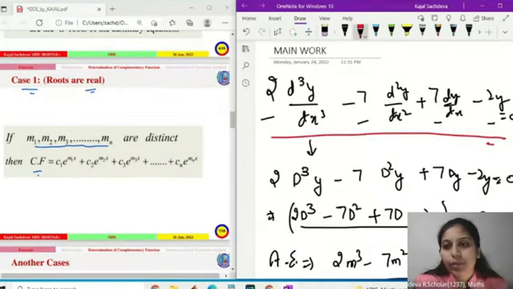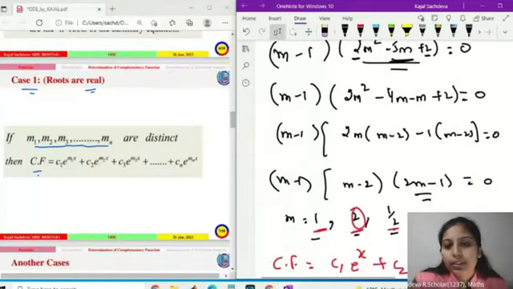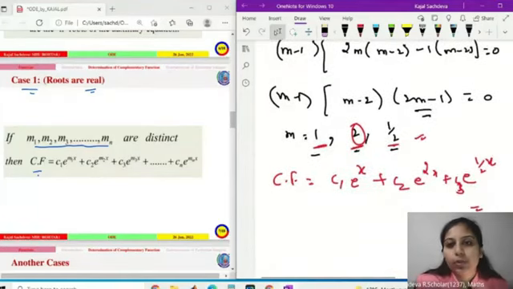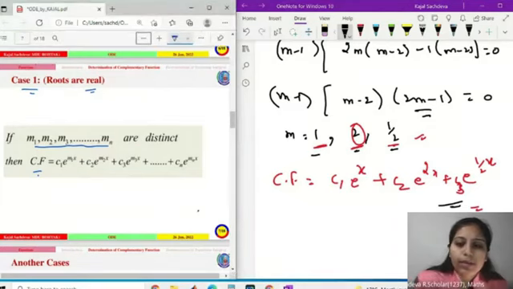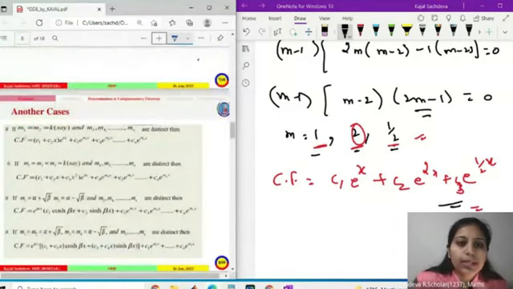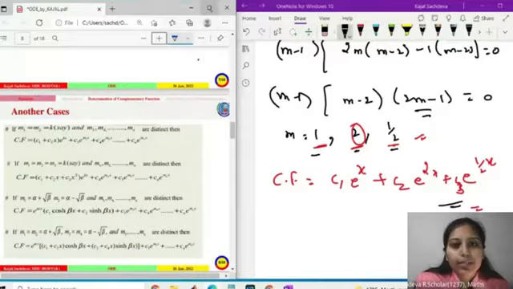So we get the complete solution as the complementary function. So the complete solution of this equation we have found here is C1 e raised to power x plus C2 e raised to power 2x plus C3 e raised to power 1 by 2 x.